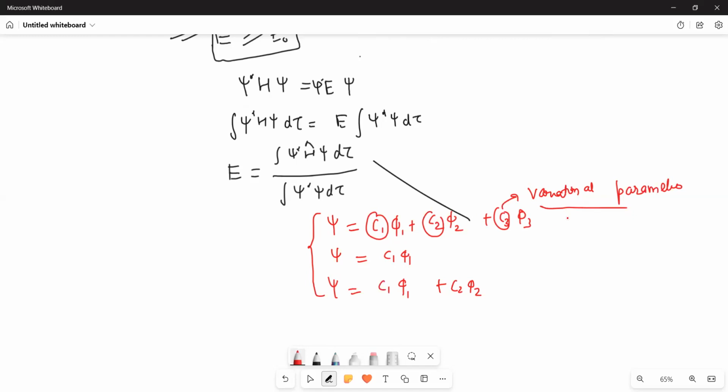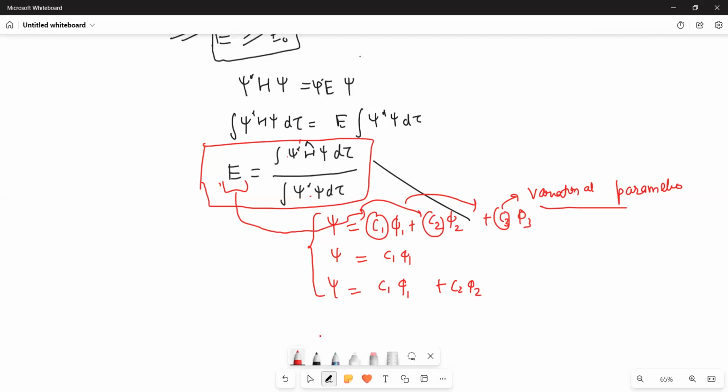Okay, we can adjust these parameters to get minimum energy. That will be the best approximation to ground state energy. Clear? So by this formula, we will solve this integration and we will get the expression of energy. Now this energy expression will have some variables like C1, C2 and C3. Kind of variational parameters will be present in the expression after solving this integration.